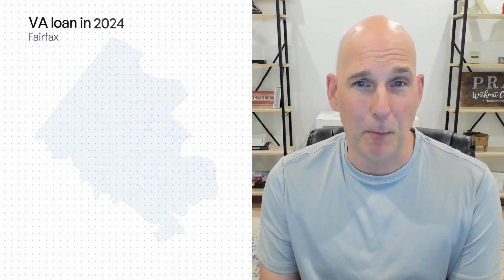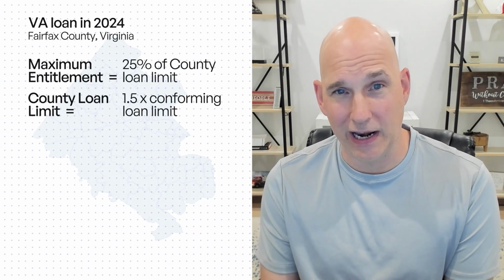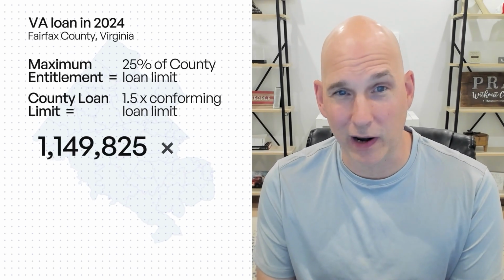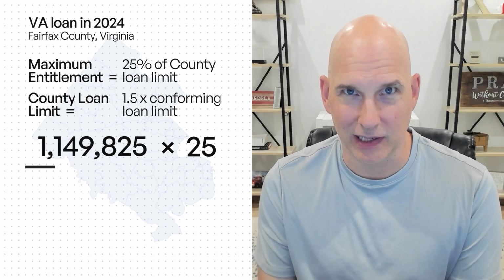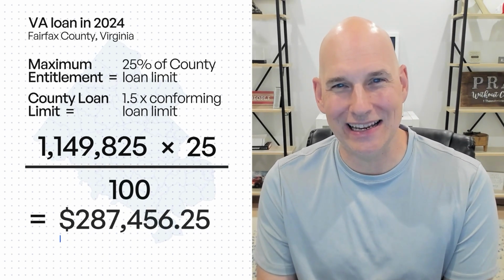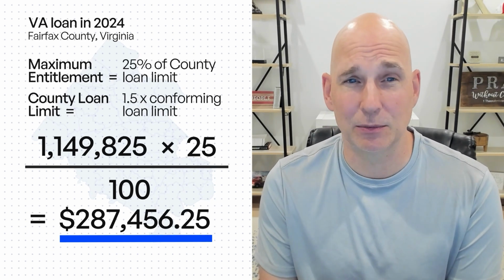So if I was getting a VA loan in 2024 in Fairfax County, Virginia, my maximum entitlement would be the county loan limit, which is 1.5 times the conforming loan limit, otherwise 1.149825. I know, it's a lot. And 25% of that number is $287,456.25. This is your maximum entitlement.